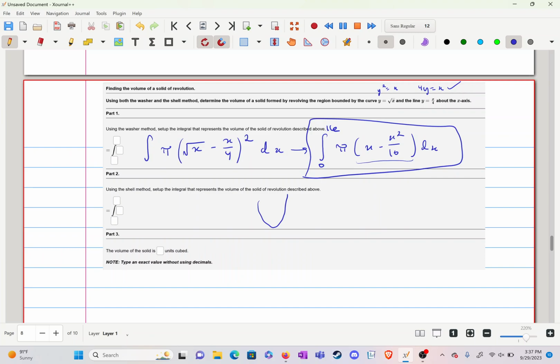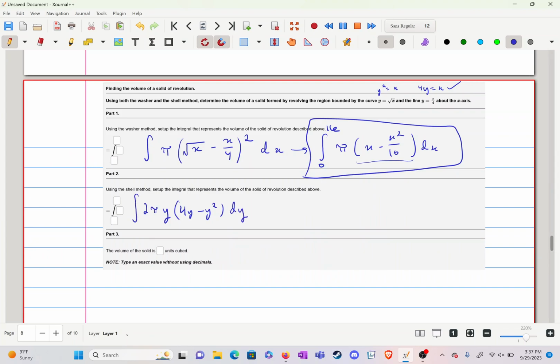So we have the parabola, and then just a 4y, like another line. The line is always going to be above the parabola. So we have 4y minus y squared as our height. And then about the y-axis, it's going to be times y. Boom. And don't forget our 2 pi integral dy.